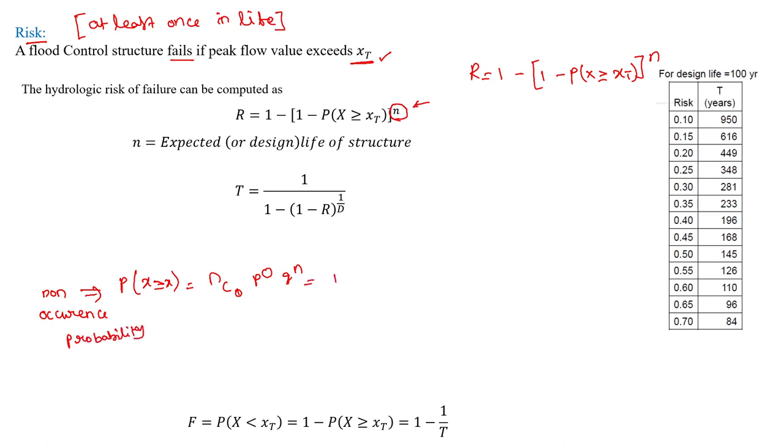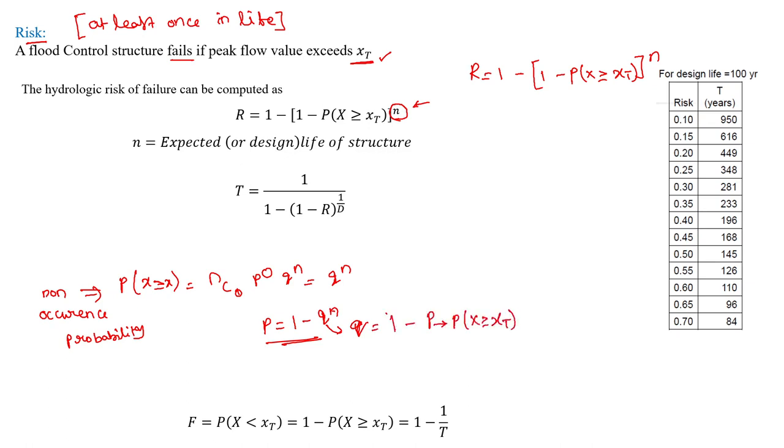So it gives q power n. From there, if I want the occurrence probability, it is 1 minus q power n. From this you can get this particular derivation, where q equals 1 minus p, which is nothing but the probability of x greater than xt.